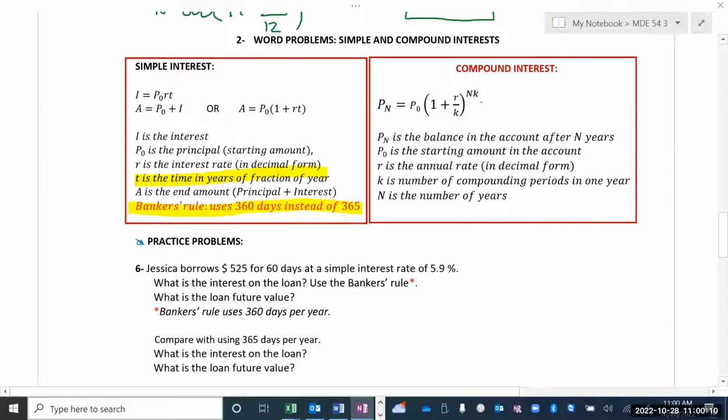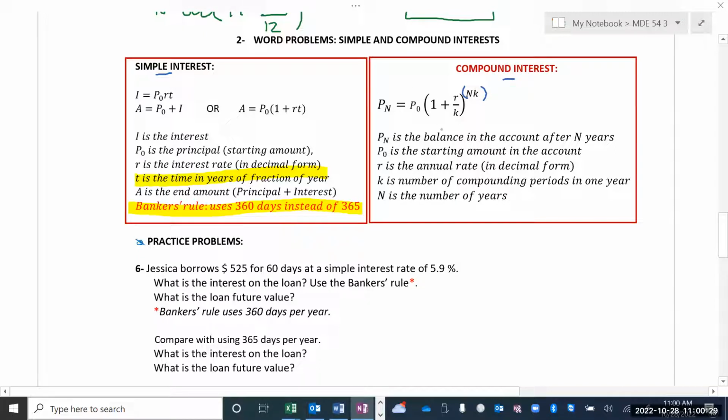Now, compound interest is where we now have interest on the interest. How would you know which one? Well, it would have to tell you. It would have to say you have simple versus you have compound. Compound interest is that formula we've been working with.